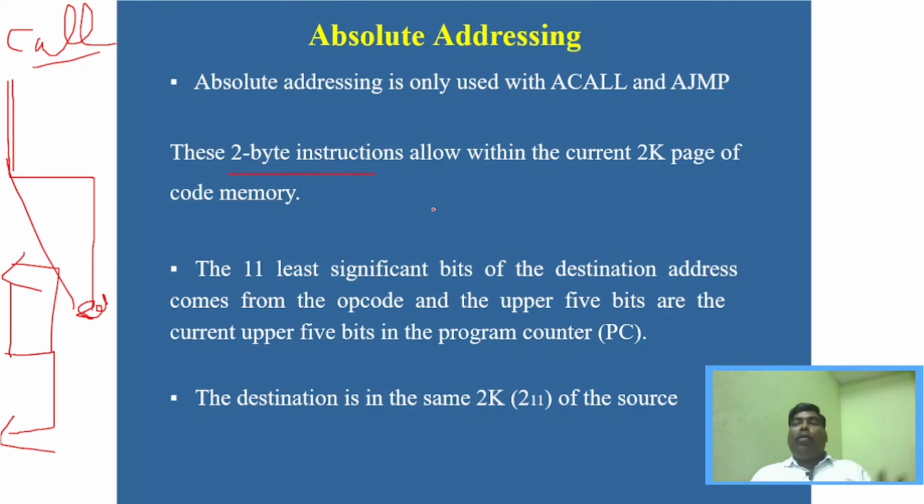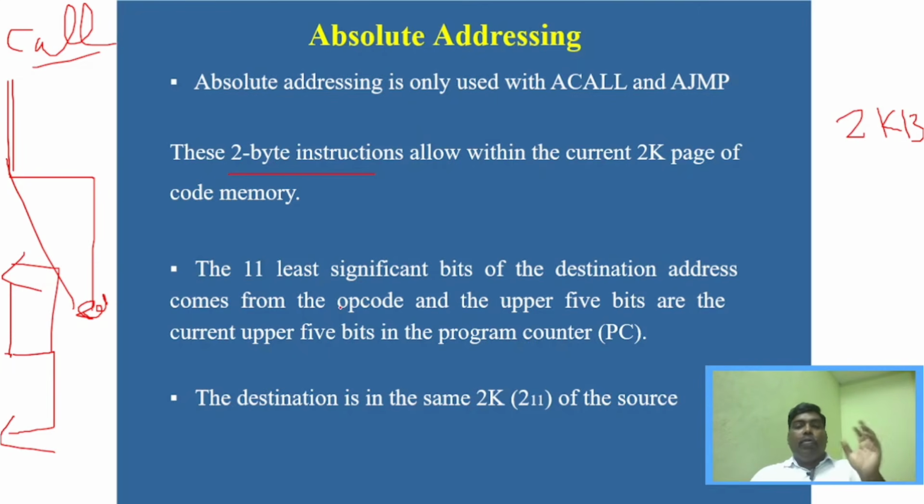It is used for short call and jump, that is, absolute call and absolute jump. Whenever you need to call a program or jump to a memory location within 2 kilobytes of program memory, then we can use this absolute addressing. Within 2 kilobytes, we can go for absolute addressing. So we can call any subroutine or jump to any location within this 2 kilobytes of internal memory, and we will be able to access that.